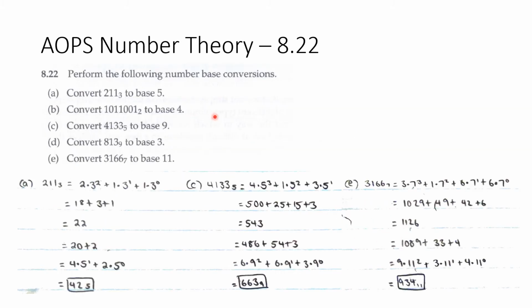AOPS number 38.22. Perform the following number base conversions. So we're going to do A, C, and E. So A, convert 211 in base 3 to base 5.